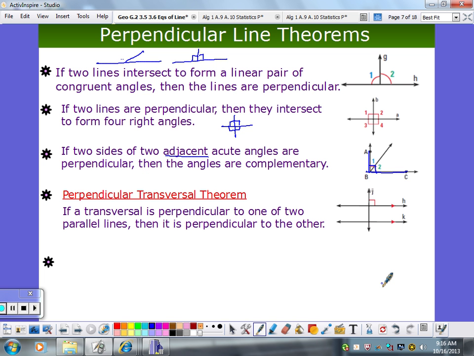What postulate or theorem would you like to use? Corresponding angles, maybe? So this one and this one, they're corresponding angles, right? What do I know about corresponding angles of parallel lines? They are congruent, correct? Isn't that a postulate? Corresponding angles of parallel lines are congruent, right?